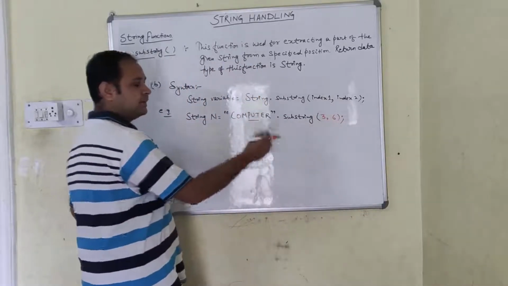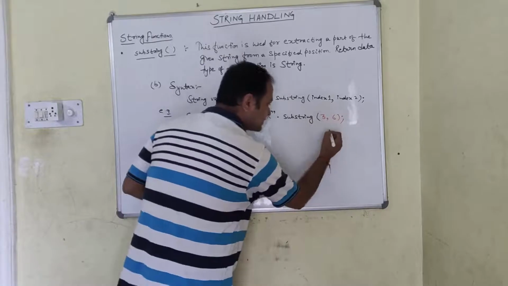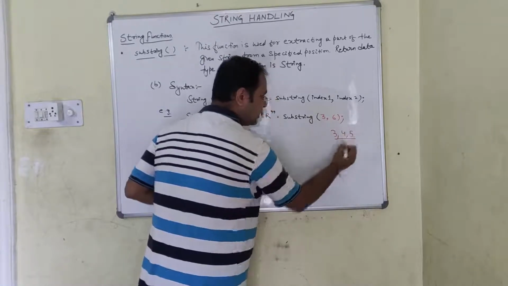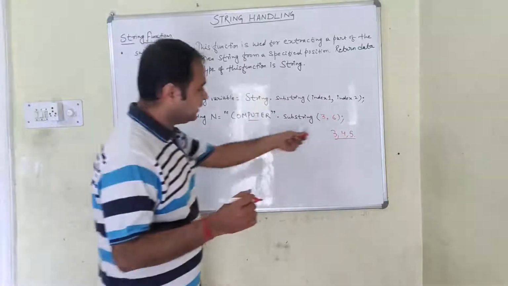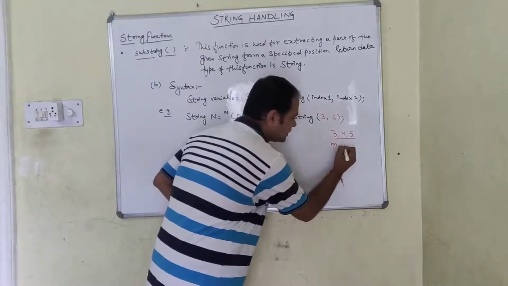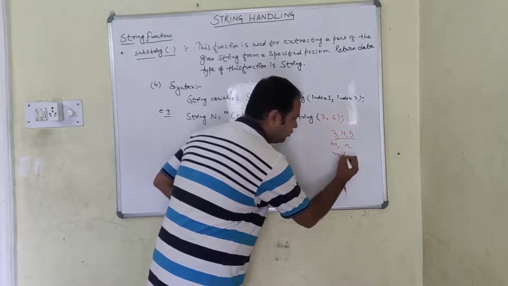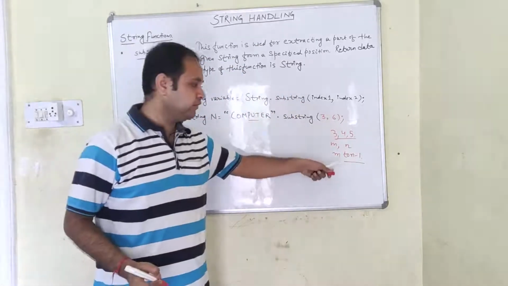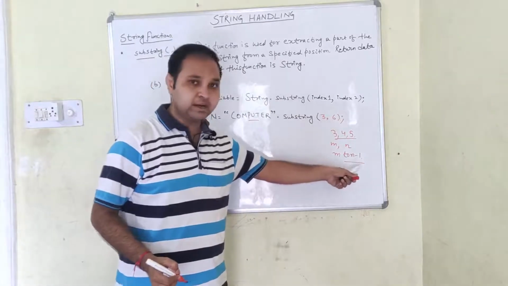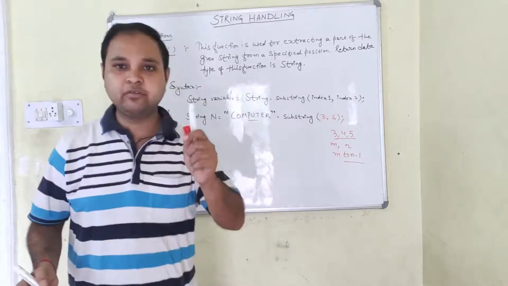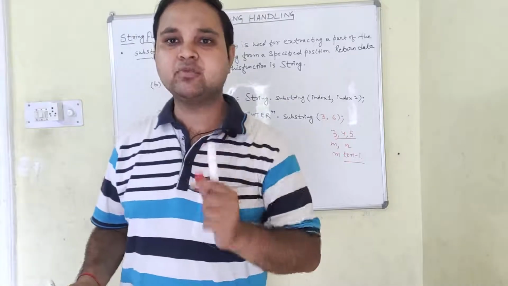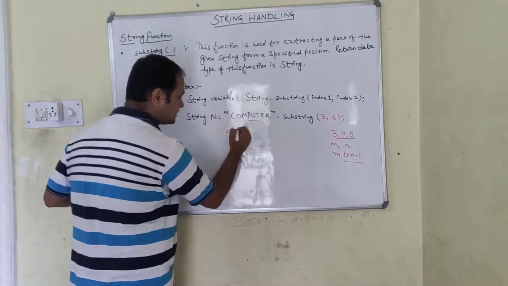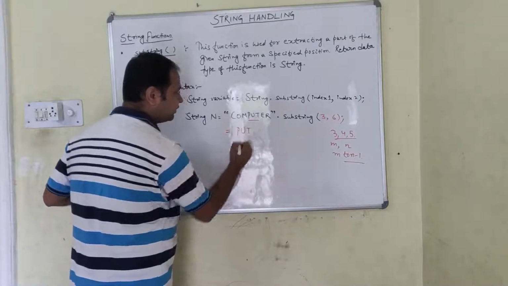So when we extract from 3 to 6, it extracts the characters at positions 3, 4 and 5. Suppose I take the start as m and the end as n, then it will go from m to n minus 1. Okay, keep this in mind, this is very important. If m is the starting position and n is the ending position, then the extraction will be done from m to n minus 1. So here you will get the output PUT.